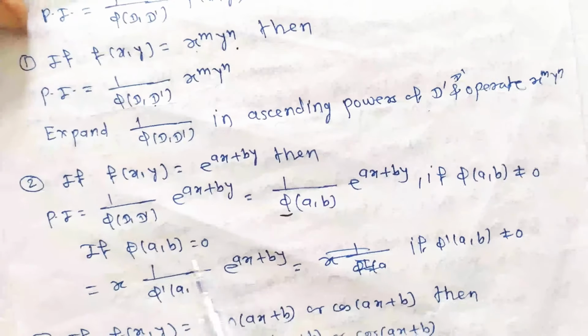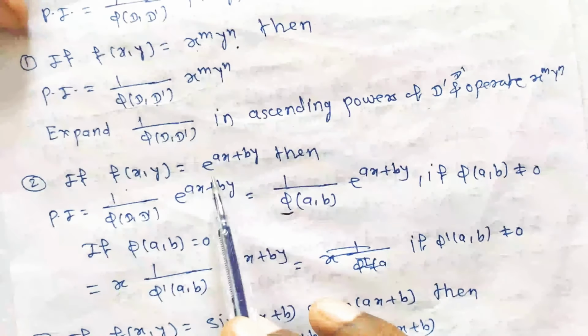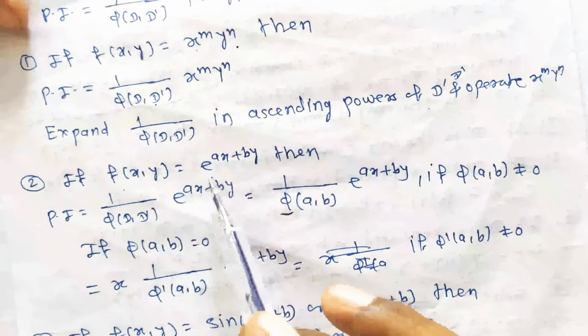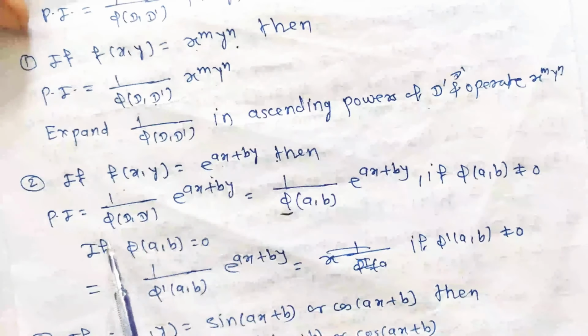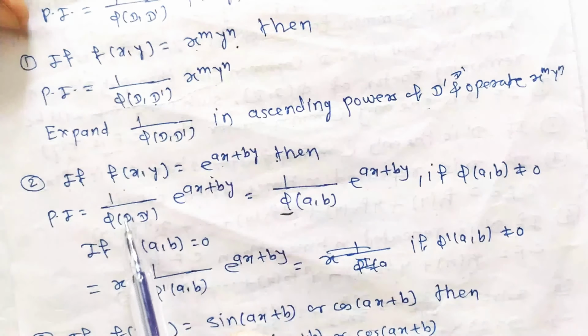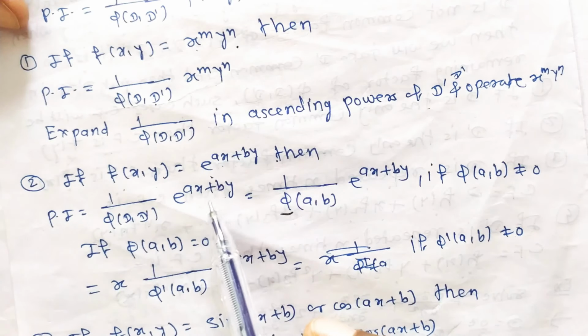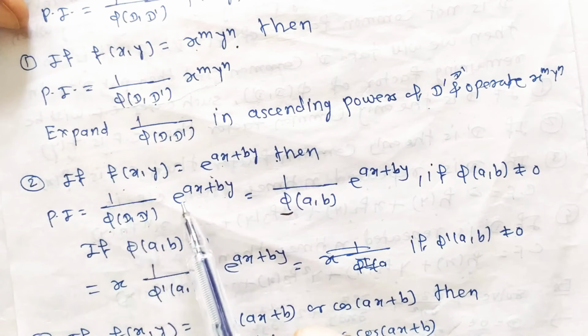Okay, then the second formula is, suppose the given function is an exponential function in terms of ax plus by, means f of xy is equal to e to the power ax plus by. Then how do we find the particular integral? The particular integral is equal to 1 upon phi of D, D dash e to the power ax plus by, which can be written as, जैसे linear differential equation में f of x equal to e raised to ax रहा तो हम D replace करते थे a में.